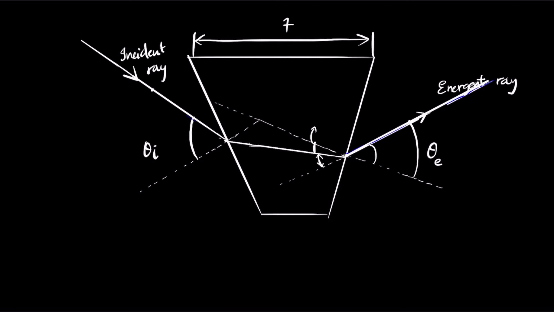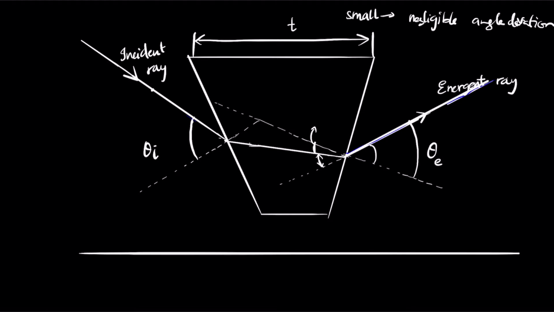And there are small deviations when this thickness is small. So when t is small, it results in negligible angle deviation. Notice that here the light rays are not going inward, they are actually going away from the center. For example, if you consider this as the lens axis, it's actually going away from the lens.